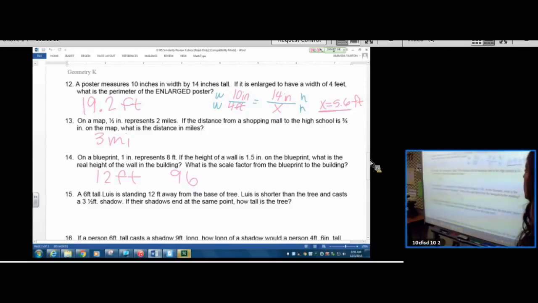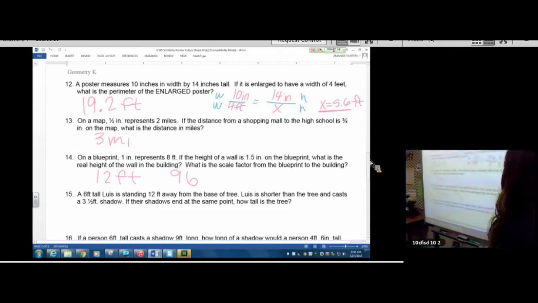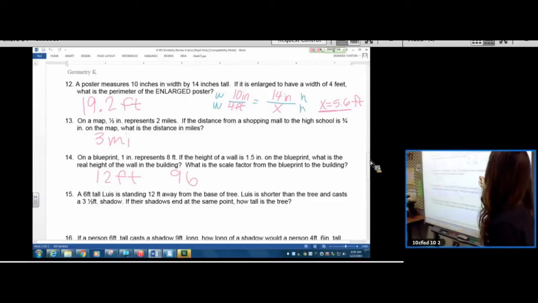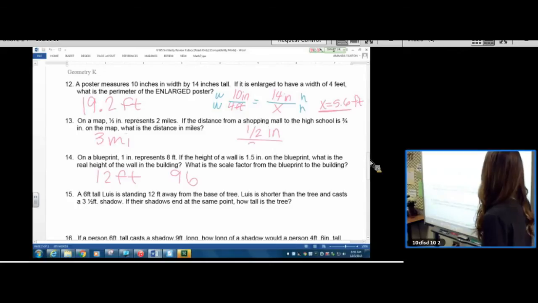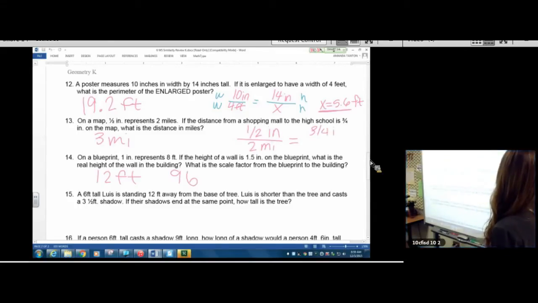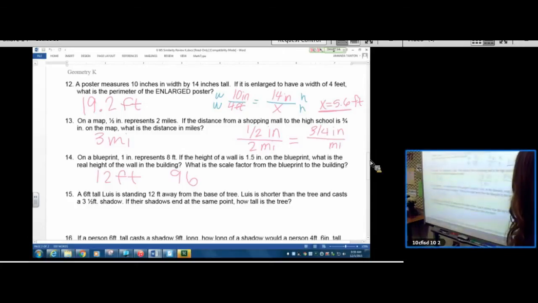Find the missing side, then calculate the perimeter. All right, on the next one, you can do the same thing. Set up inches is to 2 miles as inches is to 2 miles, and cross multiply.